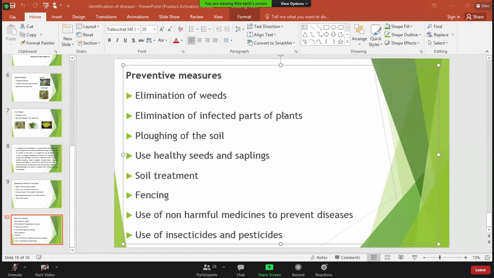Okay. So preventive measures, or how to protect these types of fruit trees, how to protect the fruit plants from varieties of problems, varieties of diseases. What are the preventive measures of the diseases so that the plants will remain healthier and they can produce a huge amount of fruit in a particular tree.